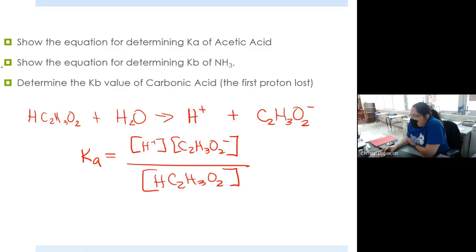See if you can figure out the equation for NH3 when we put that in water. See if you can figure out what's going to happen here and show that equation. And then we'll figure this part out in just a second together.